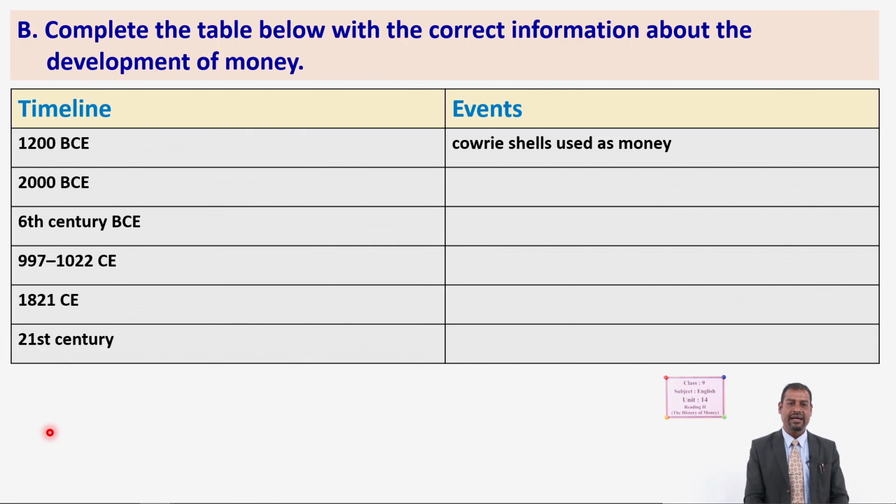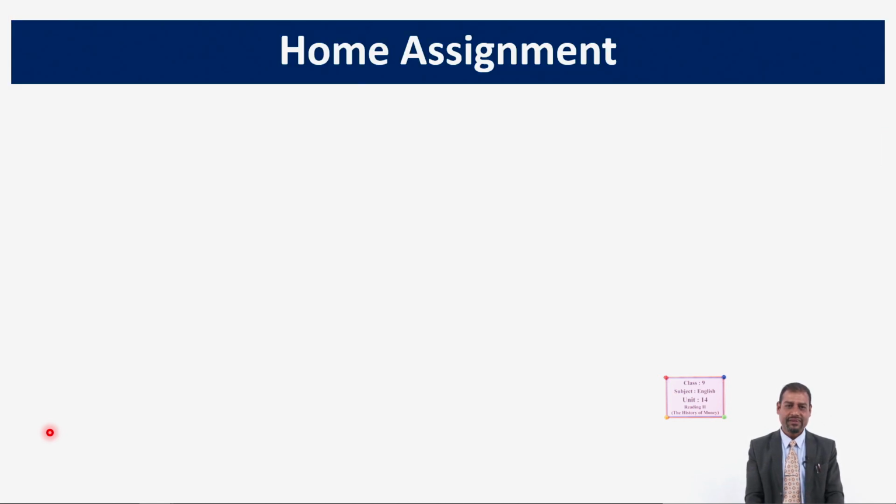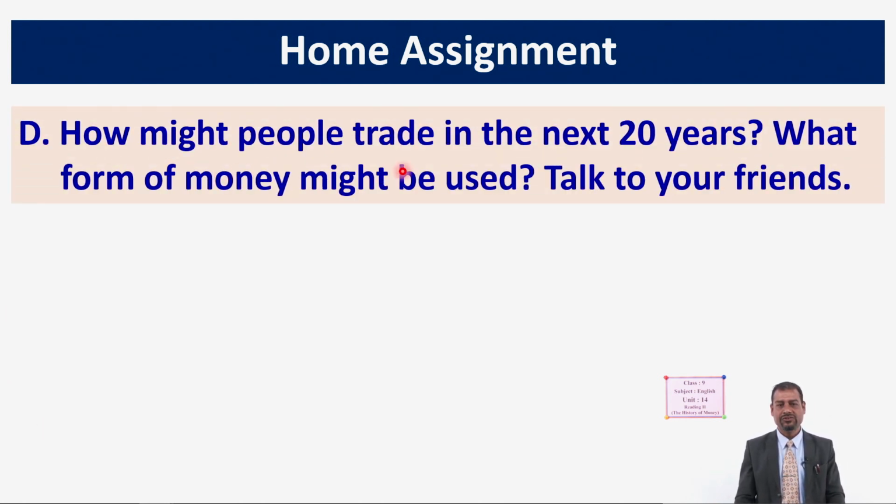Dear students, I have another task after this. Complete the table below with the correct information about the development of money in your free time at your home. Now finally I have a task for you, that is your home assignment, and the question for you is, how might people trade in the next 20 years? Now you have to predict, you have to guess. What form of money might be used? Now we are these days using digital money. After 20 years, what form of money would be used by the people? So talk to your friends. Is it clear to you?